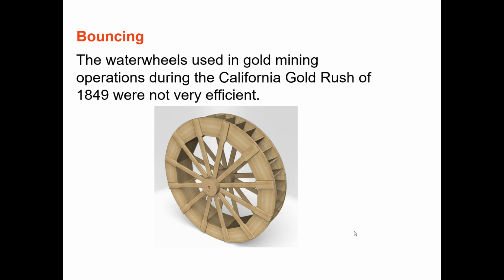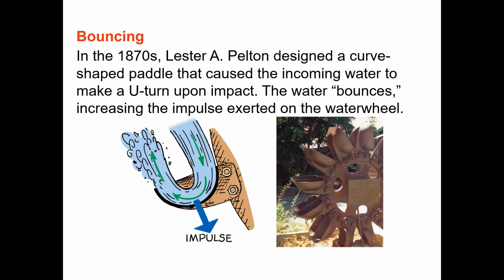After the gold rush, about 25 years later, a fellow by the name of Lester A. Pelton designed this water wheel. Now the water goes down, hits it, and bounces back up. Because the water bounces back up, it actually imparts a greater force. And so this water wheel will spin faster and will operate machinery much more efficiently. So it's called the Pelton water wheel. Just a little history fact for you, but it's a use of physics.